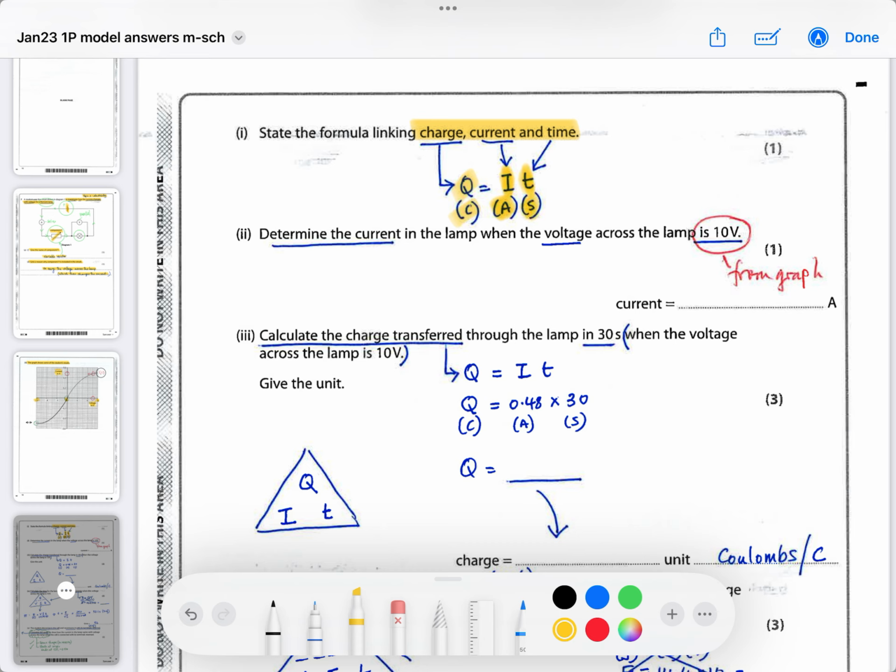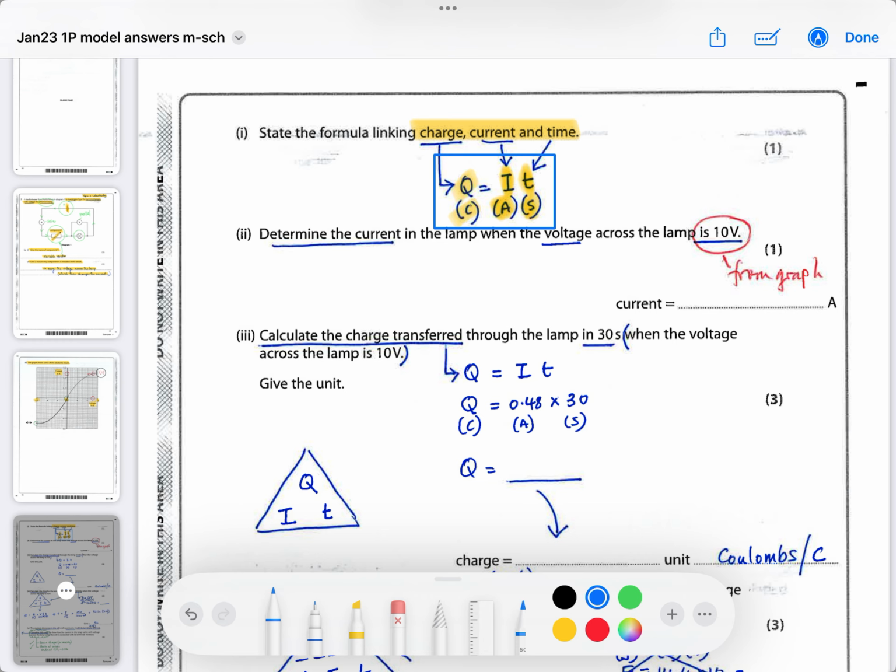Now you can see I put an arrow from the word to the letter, so the examiner won't think I don't know my symbols. They normally give you a mark if you use the correct symbols. However, it's safer to write a word equation, okay? But you see the way I overcome it is I just put an arrow from Q to charge, okay?